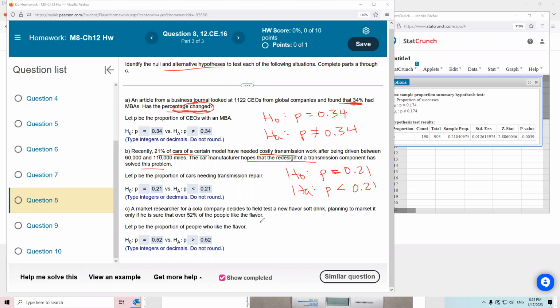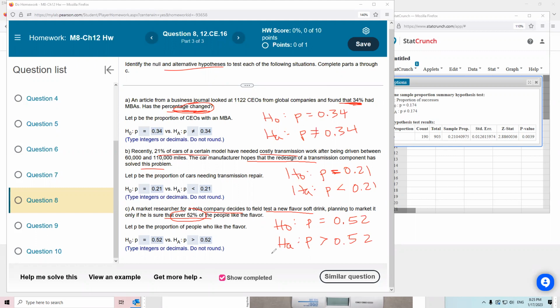Let's go down to the bottom one. A market researcher decides to test a new flavor soft drink, and he wants to be sure that over 52% like the flavor. Well, the null is going to be p equals 0.52. Over 52% implies a greater than sign. So the alternative here is going to include a greater than sign.